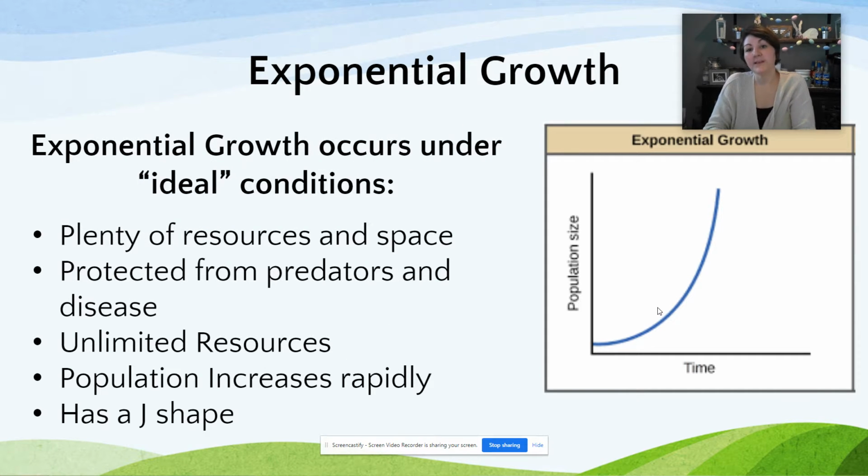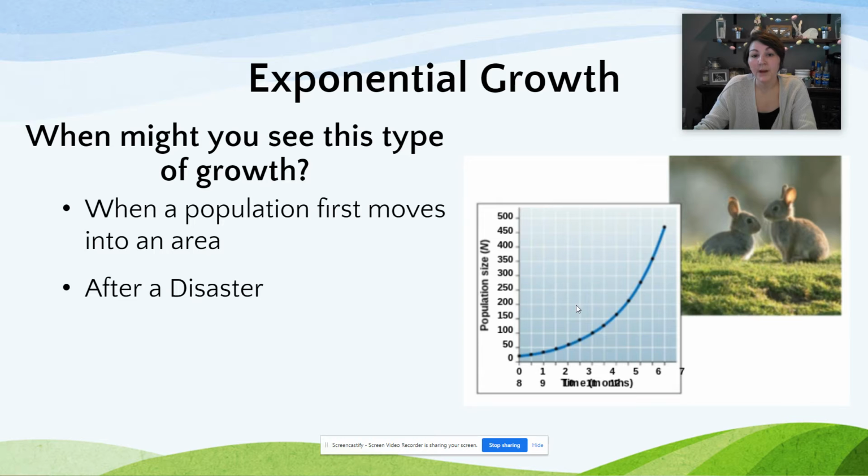Now, why do we grow exponentially? Well, a population will grow exponentially when it has plenty of resources. So unlimited resources like space and food, it has no predators, it has no disease. So it has everything it needs, an ideal set of conditions, and it can grow and grow and grow unchecked. So this could occur maybe when a population first moves into an area or after a natural disaster. So you would see a population kind of come in and then boom, kind of grow out of control.